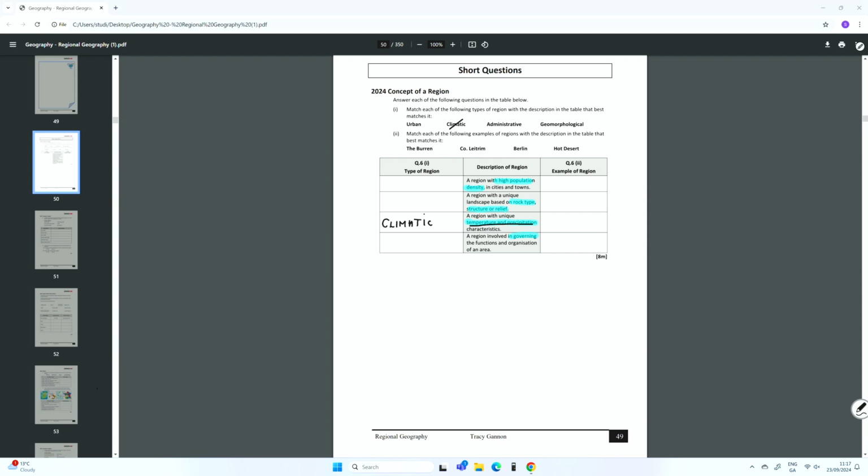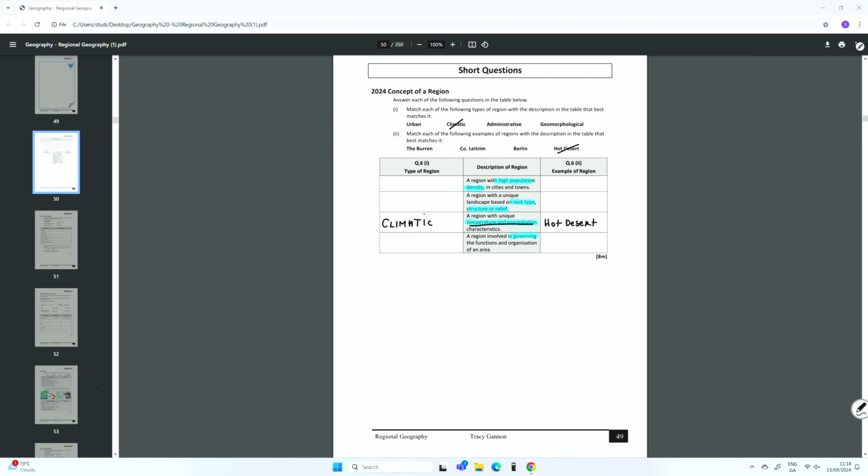Now straight away I'm going to look for my example of a climatic region. So we have the Burren, County Leitrim, Berlin and Hot Desert. Hot Desert is an example of a climatic region.